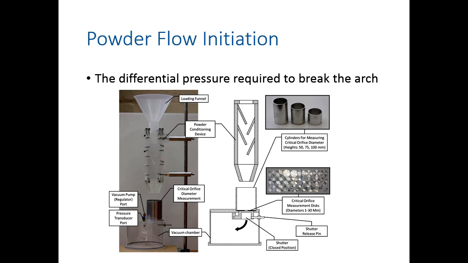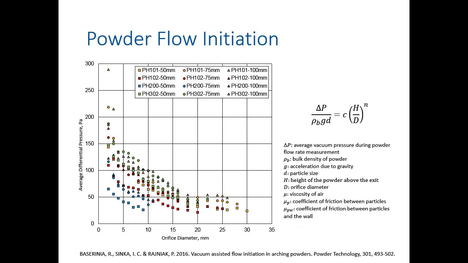and we measured the differential pressure required to break the arch. Looking at the values that we measured, we can see that it's not really a significant pressure required. So a powder that does not flow through an orifice of 30 mm, by applying just about 150 to 200 Pascal, we can make it flow through an orifice of 2 mm.